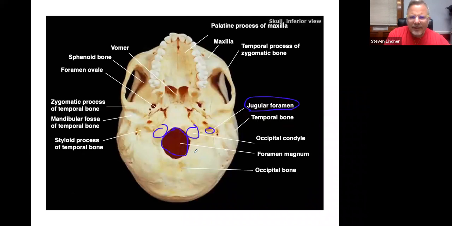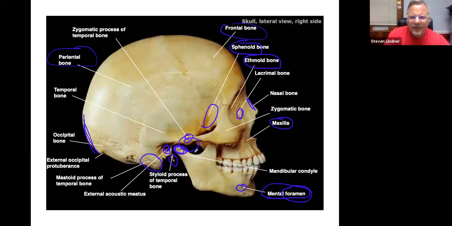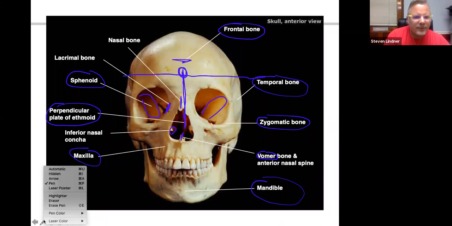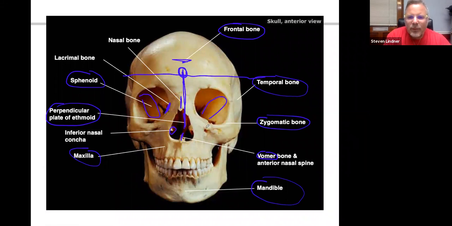Let me go back a second to the front of the skull. I want to see if I can show you something here. Yes, I can. So if we look, I'm going to do this in red. Let's change the color of the pen here to red. So right here and right here, and then right here. Those three, I'm going to put V1 and then V2, and then here I'll put V3.